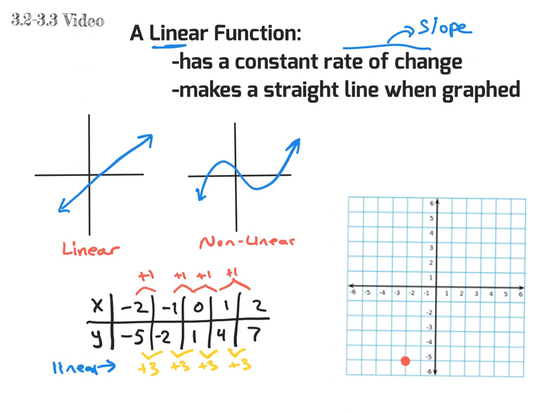Then I'll do the same here. We'll go left 1, down 2. And there's my second point. Then don't go anywhere, left or right, but up 1 is 0, 1. And then 1, 4. And then I'm going to run out of room here, but 2, 7 would be right about there. And you'll notice that those points line up in a straight line, hence a linear function.